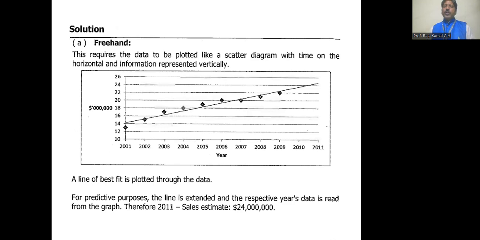So as I told you, on the x-axis we have taken years from 2001 to 2011 because we want to predict the value of 2011, and on the y-axis we started the value with 10, as the scale on the y-axis was taken as 2 units for 1 centimeter. It started with 10 and ended with 26.